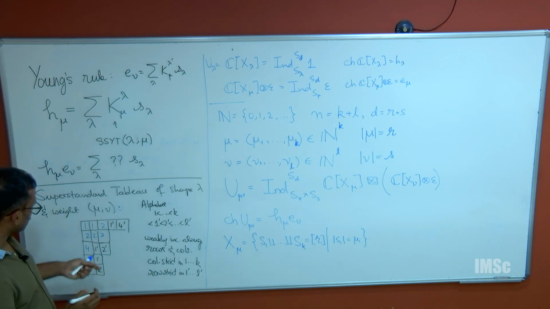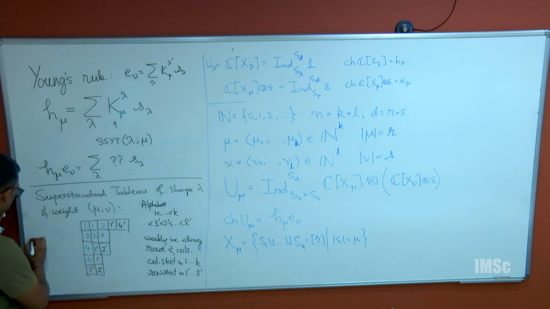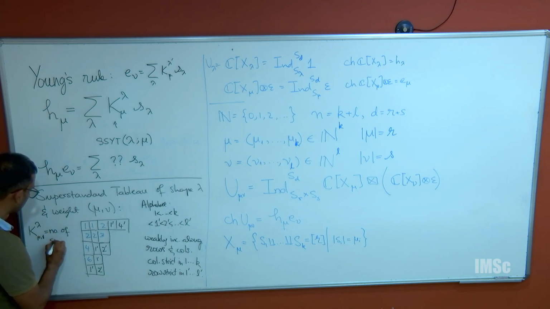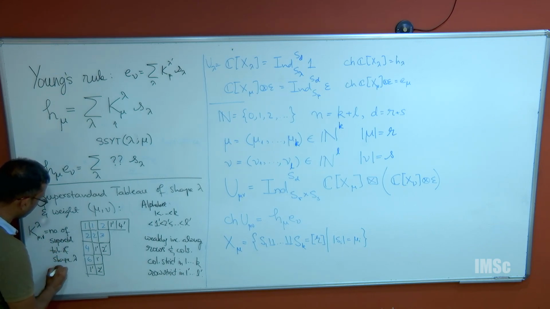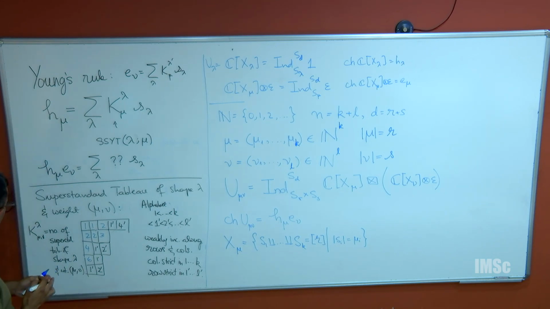And then we will define a Kostka number corresponding to this, K_{λμν}. This is the number of super standard tableaux of shape λ and weight (μ, ν). So now you see that if ν is trivial, then this is just K_{λμ}, and if μ is trivial, this is K_{λ'ν}, because we have changed column strict to row strict, right. So, let me write that down.